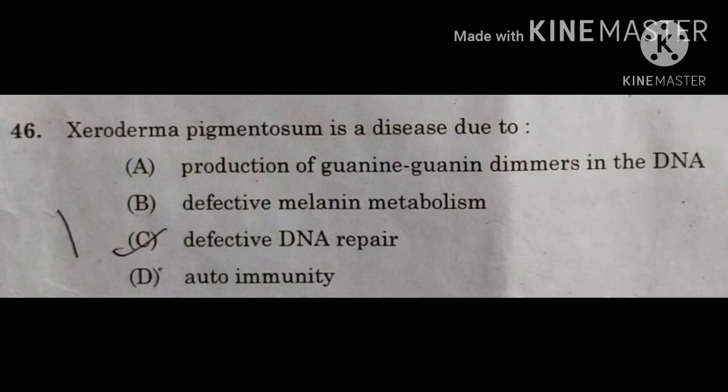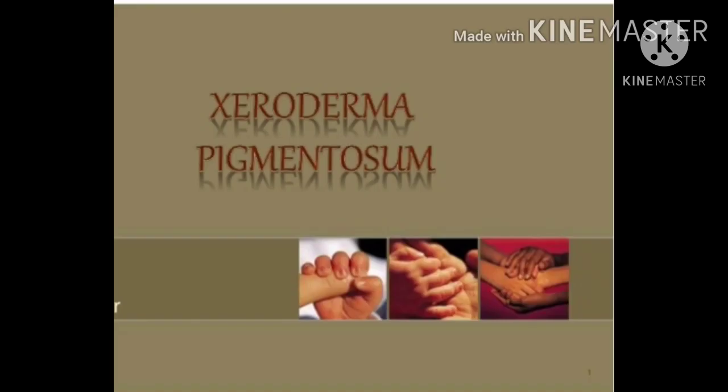The question is, xeroderma pigmentosum is a disease due to option A, production of guanine-guanine dimers in DNA, option B, defective melanin metabolism, option C, defective DNA repair, and the last option, autoimmunity. Okay, what do you mean by xeroderma pigmentosum?